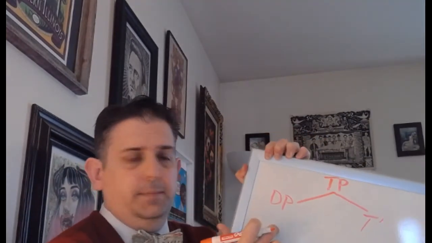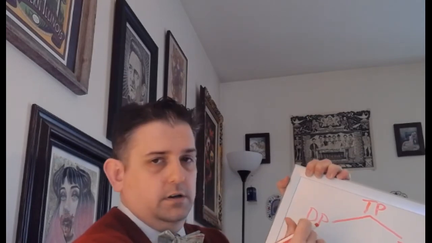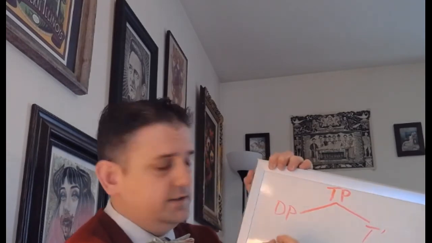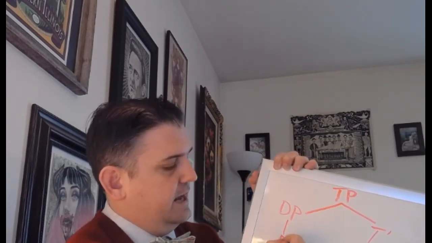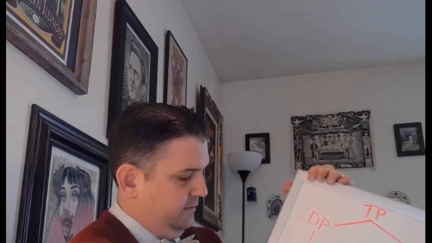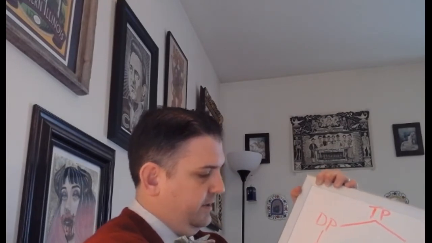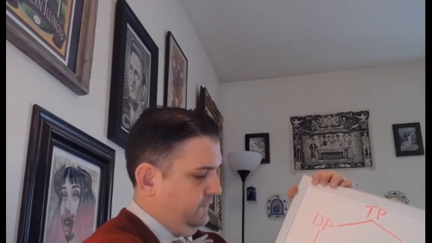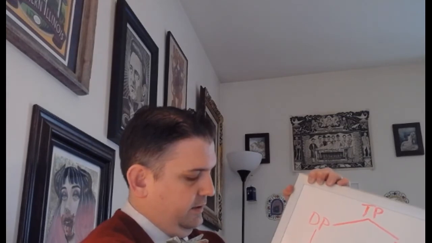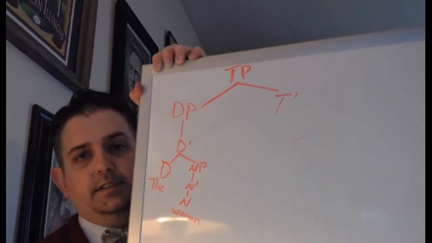So let's go ahead and build this DP. Well, this DP certainly does not contain a specifier. It can contain a specifier. We see these in possessives and things like that. This one does not. So it's going to go down to a D bar, and then we'll go to a D, which will be the, and then we'll have our noun phrase, an N bar, and an N containing woman. So there is that subject that we need.